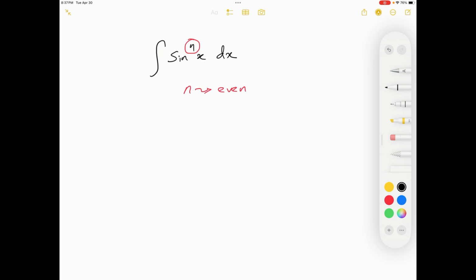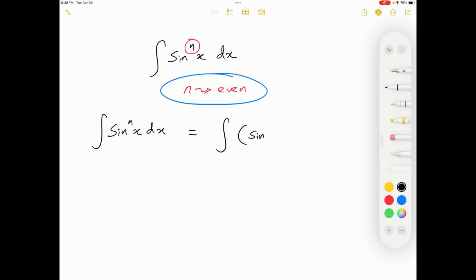Alright, now we will directly go into the instructions on how to integrate sine nth power x dx when this n is an even integer. When n is an even integer, we can write down this given integral as the integral of sine squared x raised to the n over 2 power dx. Since this n is an even integer, you have to understand that n over 2 is also a positive integer.